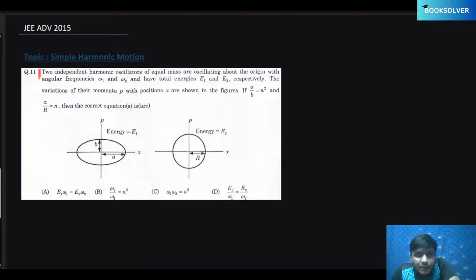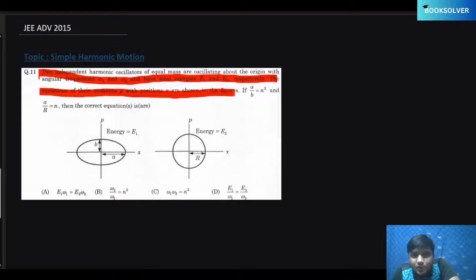They're given two independent harmonic oscillators of equal masses, and they are oscillating about the origin with angular frequencies omega 1 and omega 2, which have total energies of E1 and E2 respectively. The variation of the momenta p with the positions are shown in the figure, and a by R is equal to some relations given in terms of n, and we have to tell which of the equations are correct here.